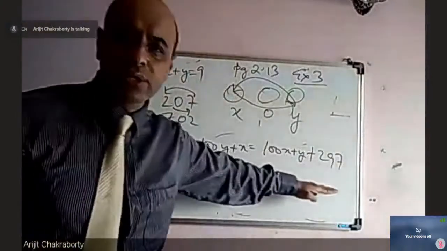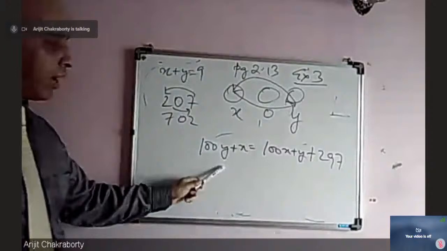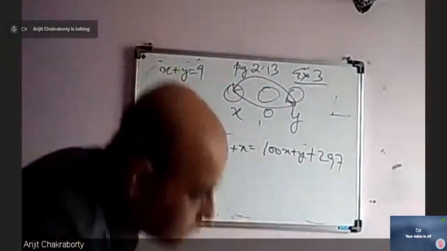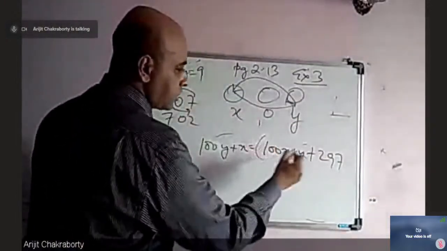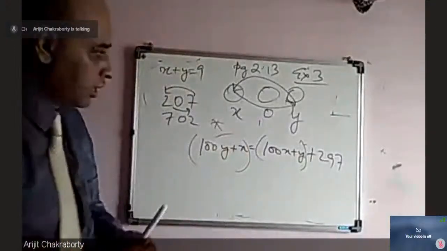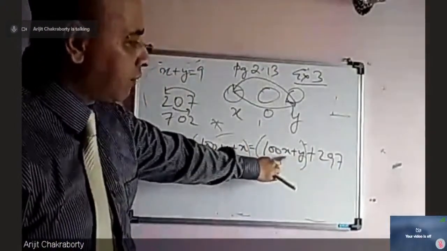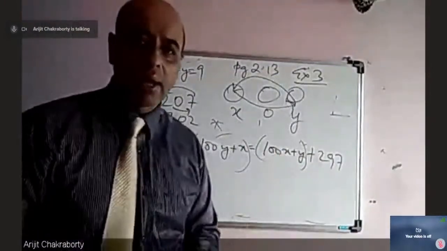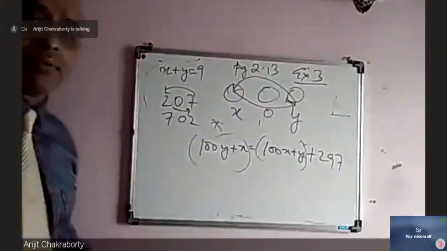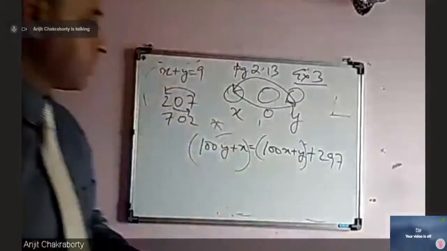I hope this equation is now understandable. You are able to follow. 100y plus x is the new number. This was the old number. I'll use blue color. This was the old number. This is the new number. Okay. So, what we have done from the old number, x and y has been interchanged. Like I gave the example, 207 and 702. Interchange. Okay. So, this is what we have done.